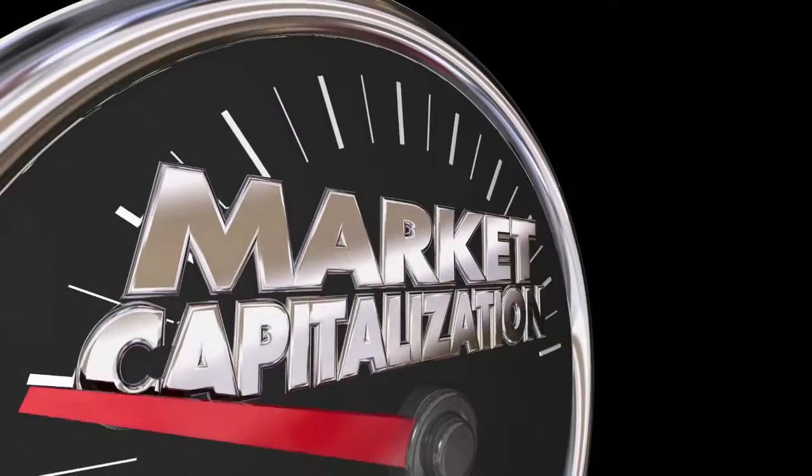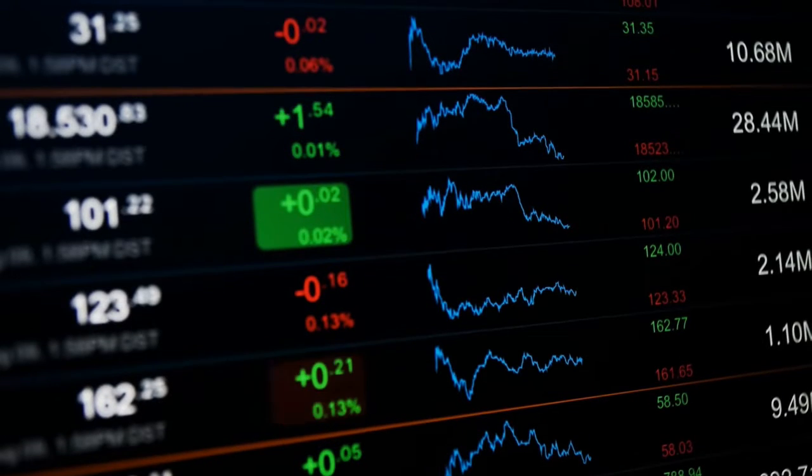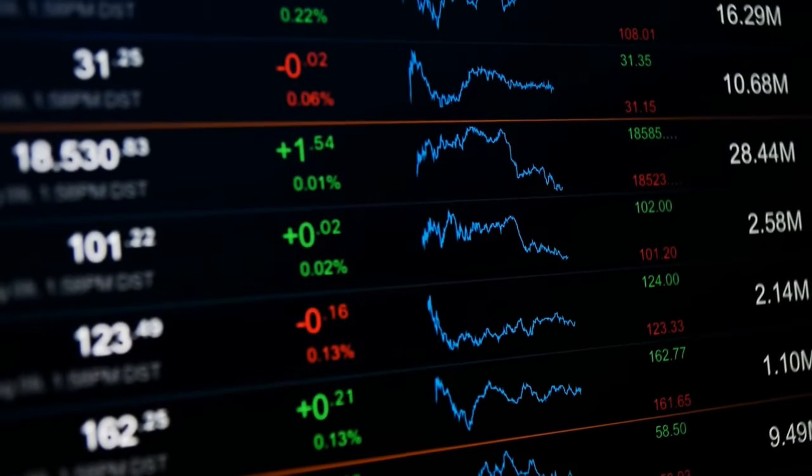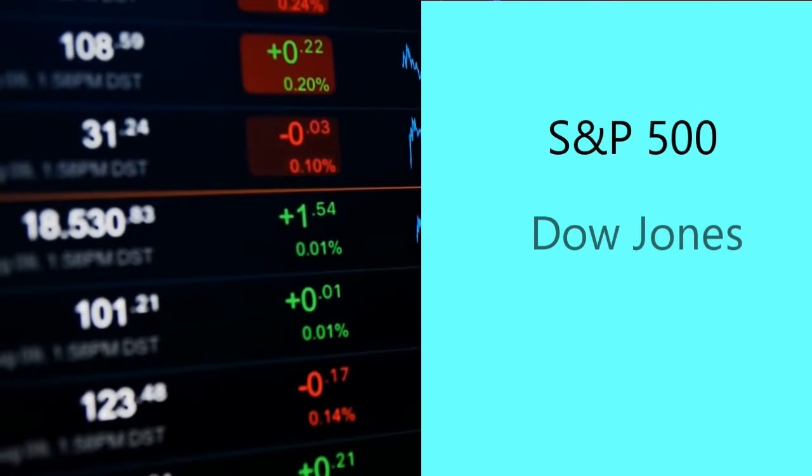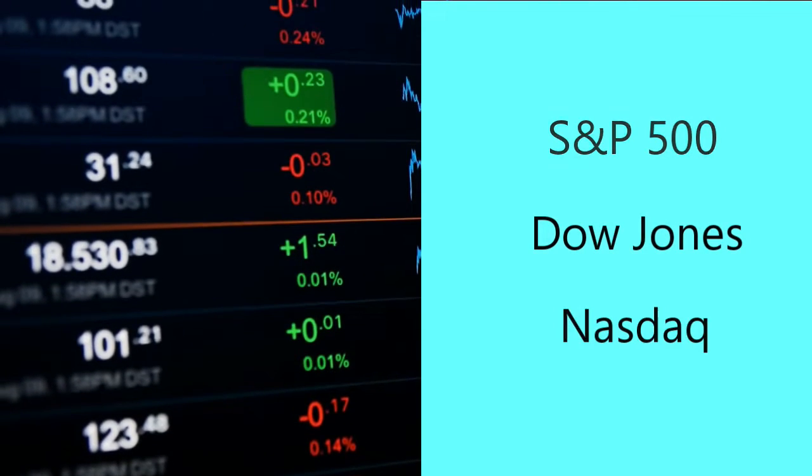So what is a market index when we're talking about the stock market? A market index measures the performance of a specific basket of stocks, bonds, or other investments, which are usually categorized in alignment to a certain industry type, such as tech or market capitalization. So let's look at the three major US indices, which are the S&P 500, Dow Jones Industrial Average, and Nasdaq.